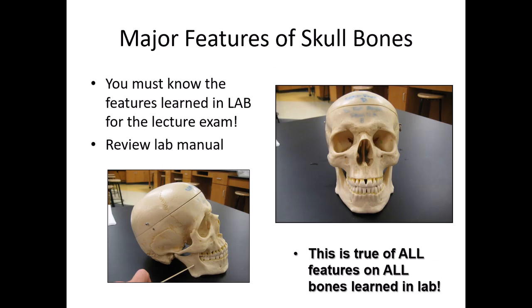Okay, so you are responsible for the major bones and features of the bones of the skull that you learned in lab. So you want to review your lab manual, the chapter on the axial skeleton, and everything you learned in lab, you are equally responsible for in lecture. So I could ask you a question on the lecture exam like, the greater wing is part of which bone? A, sphenoid, B, ethmoid, C, temporal, D, parietal. And you would need to be able to visualize that and come up with the correct answer. And the correct answer, of course, is sphenoid bone. The greater wing is part of the sphenoid bone.